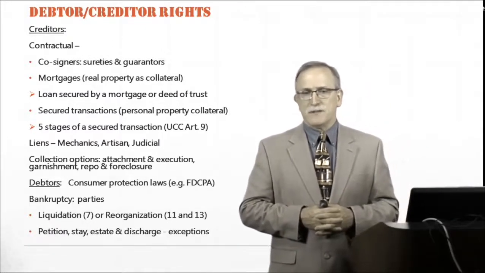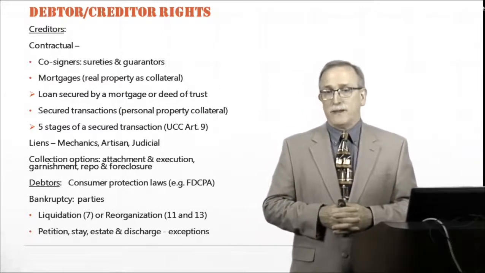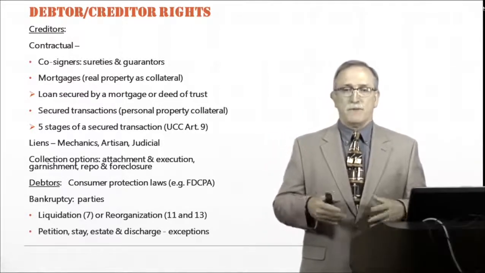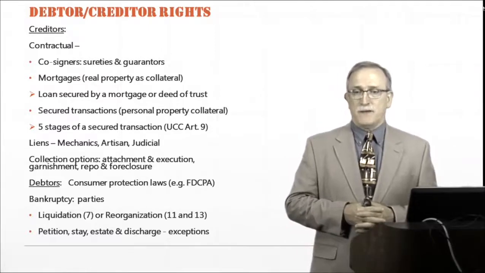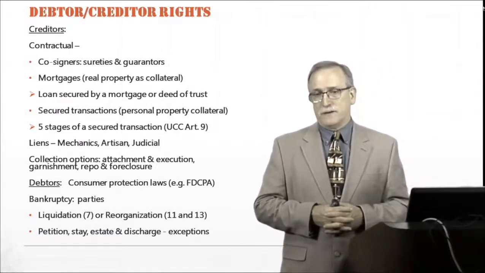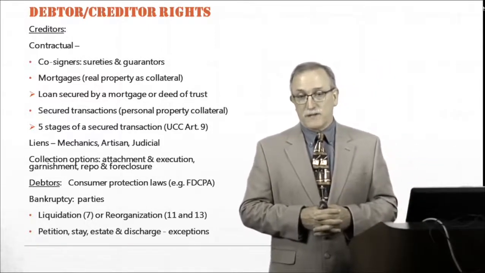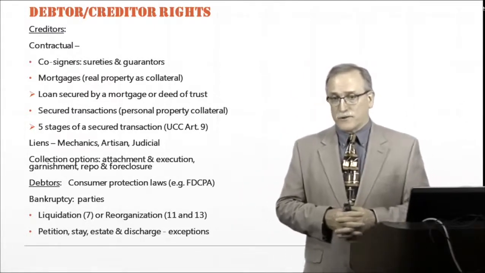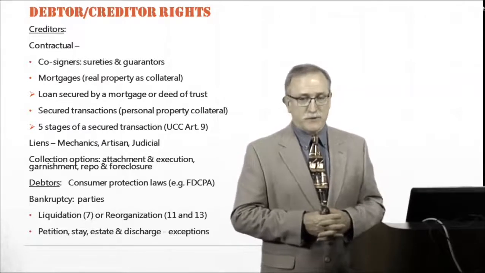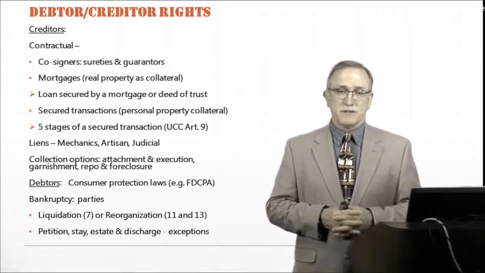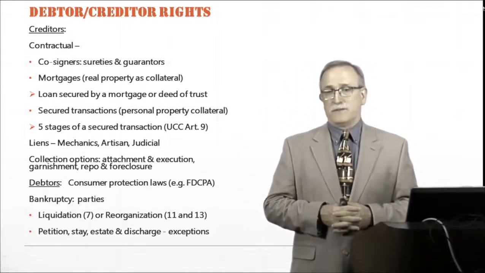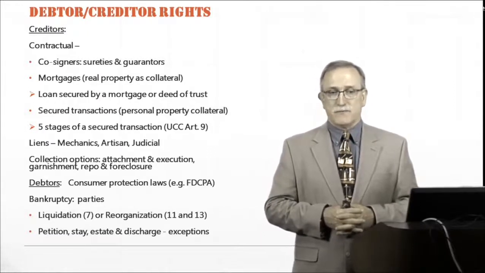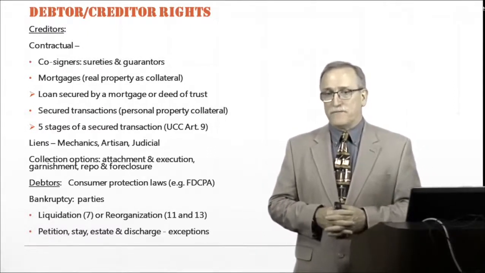Artisan lien is somebody who did work on personal property. You didn't pay them. You took your car into a shop. They put an engine in there. You didn't pay them. They can hold your car, and that's referred to as an artisan lien. Judicial liens, obviously, somebody's gone to court, creditor's gone to court, got a judgment, and I think it's important to understand the fact you get a judgment doesn't mean you're going to get paid. So you've got to go through a collection process, which is very painful for everybody involved.